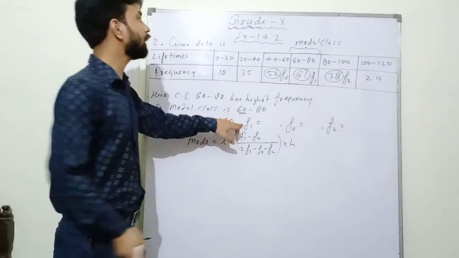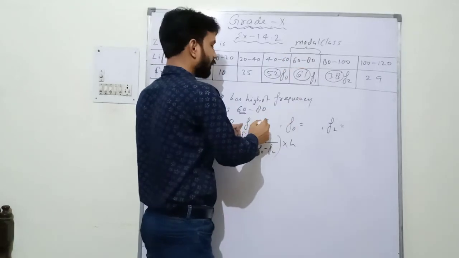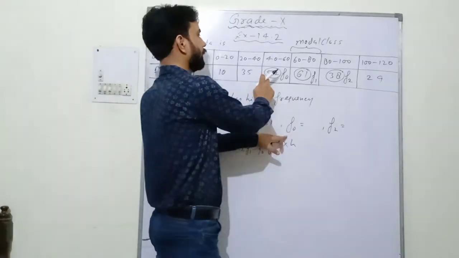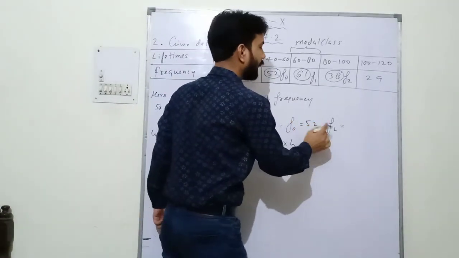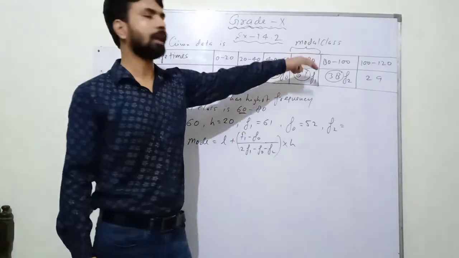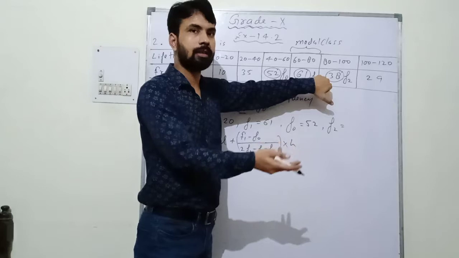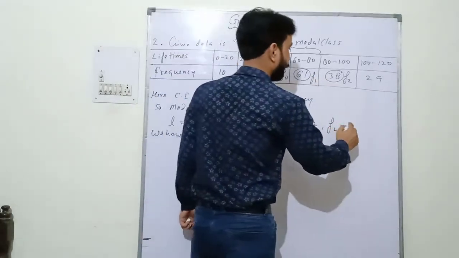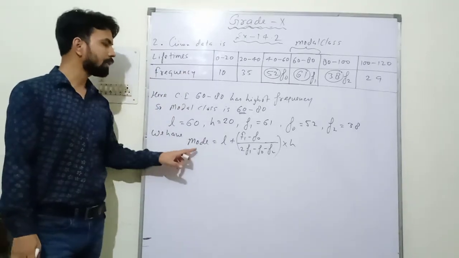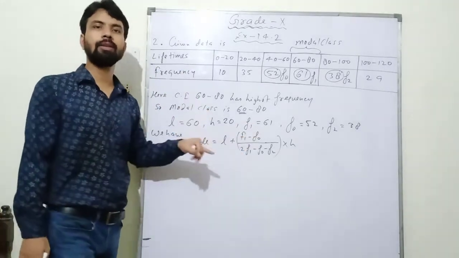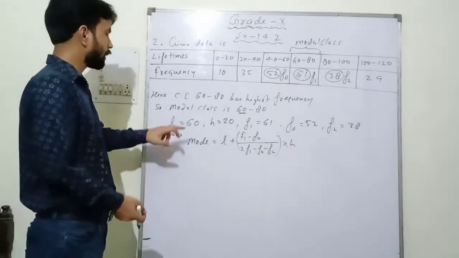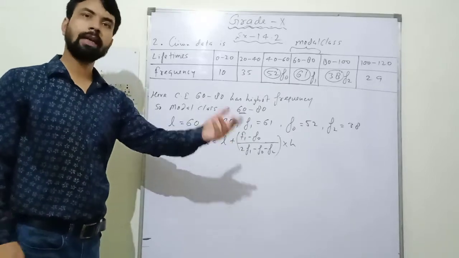F1 is the frequency of the modal class, so the frequency of the modal class is 61. F0 is the frequency of the class preceding the modal class, that is 52. And F2 is the frequency of the class interval succeeding the modal class, the next frequency after F1, that is 38. Clear? Now the formula for finding the mode is L plus (F1 minus F0) upon (2F1 minus F0 minus F2) into H.